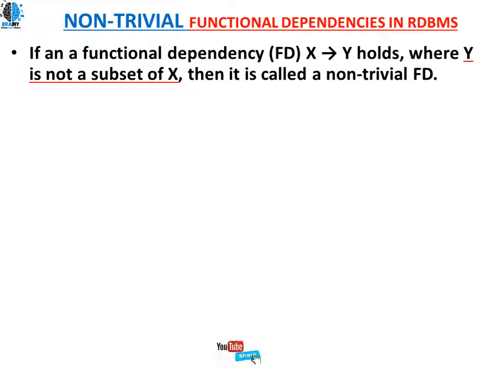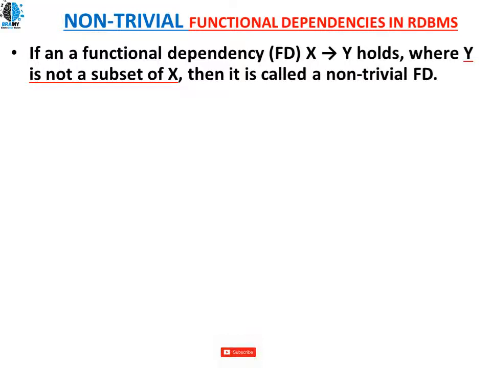Let's see non-trivial functional dependency. If a functional dependency FD X goes on Y is going to happen, and Y is not a subset of X, then this type of functional dependency is called a non-trivial functional dependency.